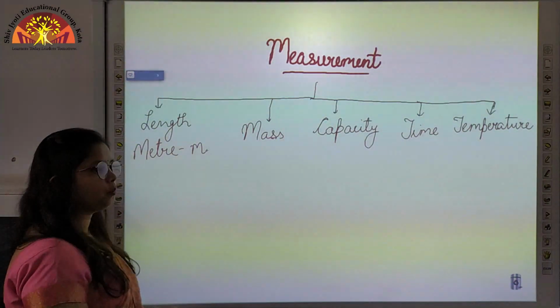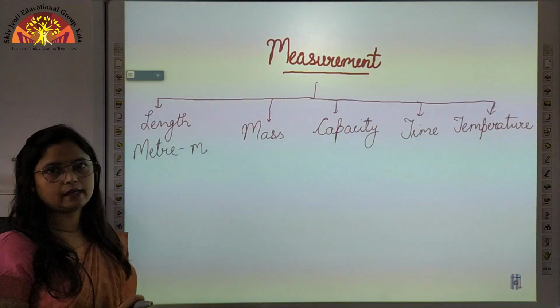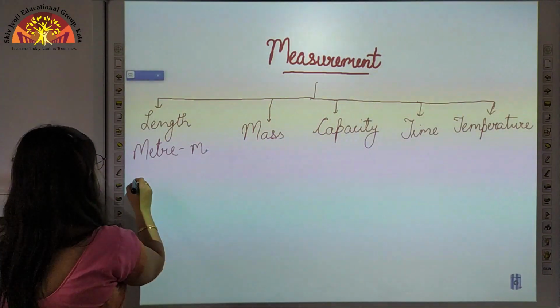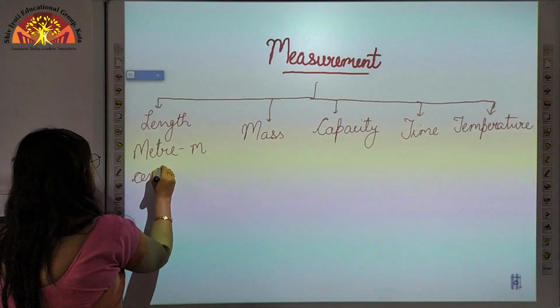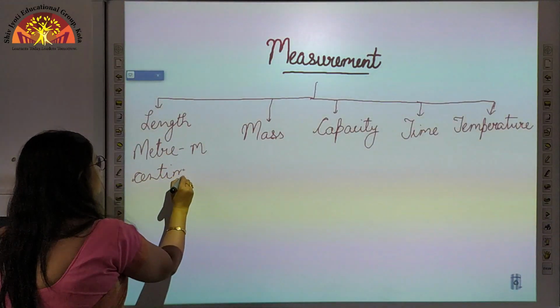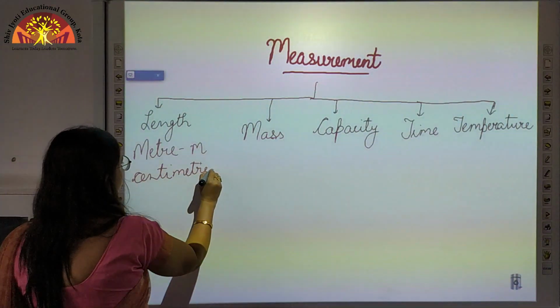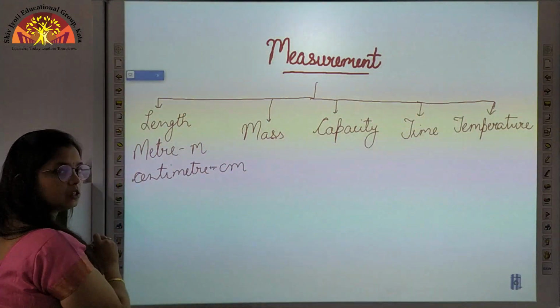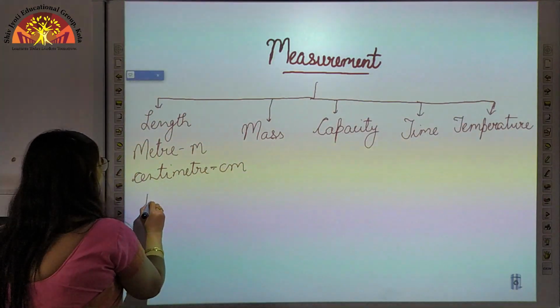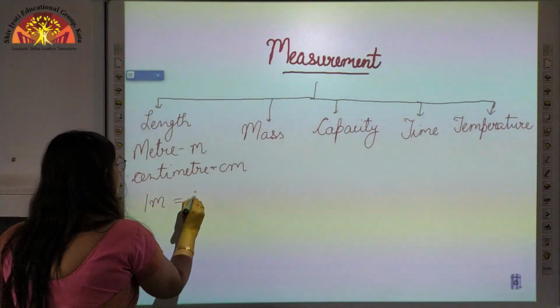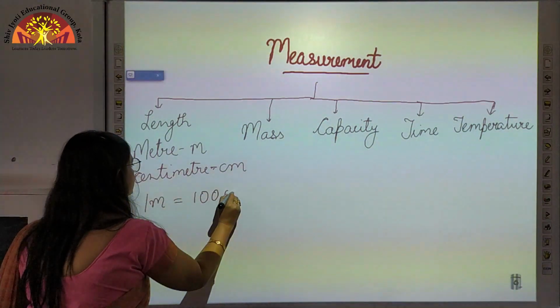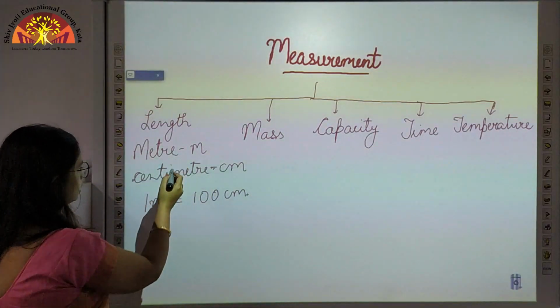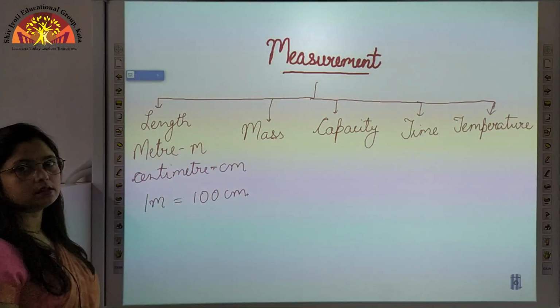Now, if we need to measure things which are shorter in size, which are of less length, then the unit used is centimeter, and it is written as small c and small m. Now, here 1 meter is equal to 100 centimeters. So, this way these two units can be interrelated.